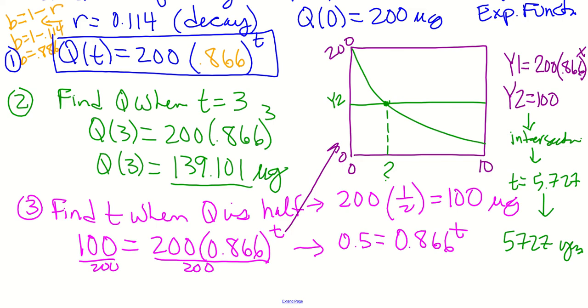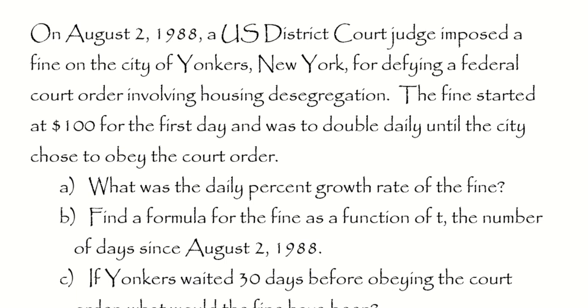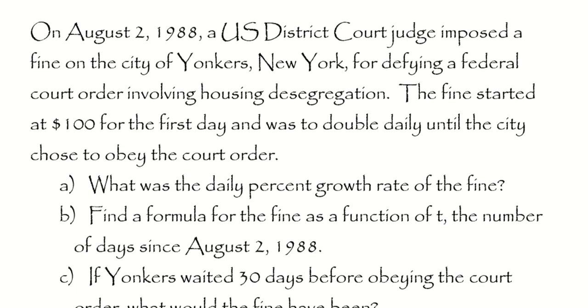Let's look at one other example. So we're going to come forward here. It's sort of an interesting problem, true situation actually. On August the 2nd, 1988, a U.S. District Court judge imposed a fine on the city of Yonkers, New York, for defying a federal court order involving housing desegregation. The fine started at $100 for the first day and was to double daily until the city chose to obey the court order.